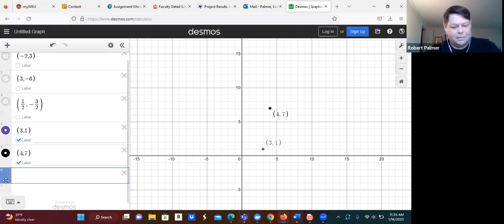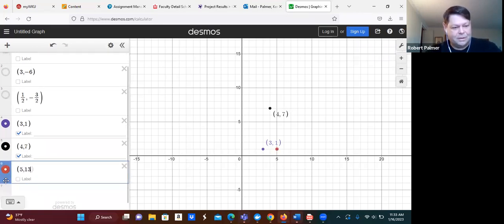5, 13, label it. Yeah, that's right about where we guessed it. If you look, those distances appear to be the same. Good. So that is how we can use the midpoint formula to find another one of our endpoints. And if you wanted to, you could also use the distance formula to find the distance between any two points, like between these two or between these two.